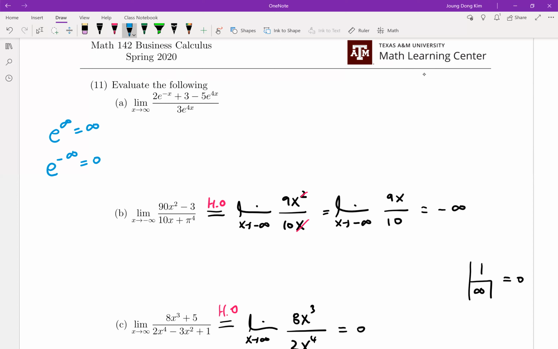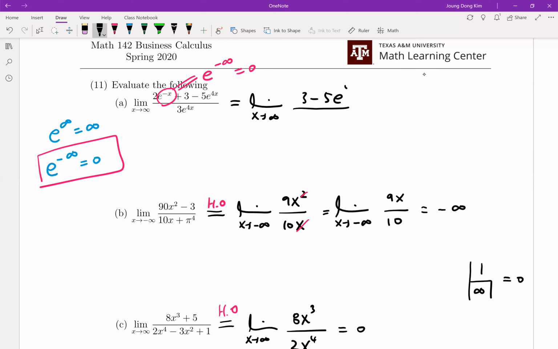First, let's figure out which part is e to the minus infinity. Plug in x equal to infinity. I'm talking about this term. It's equal to e to the minus infinity, so we can simply ignore that. Let me rewrite this one without it. Limit as x goes to infinity, 3 minus 5 e to the 4x over 3 e to the 4x. Whenever you use the higher order rule, because they are infinities, it can be simplified this way, and there's no trouble to cancel these terms. Then your answer is simply negative 5 over 3.